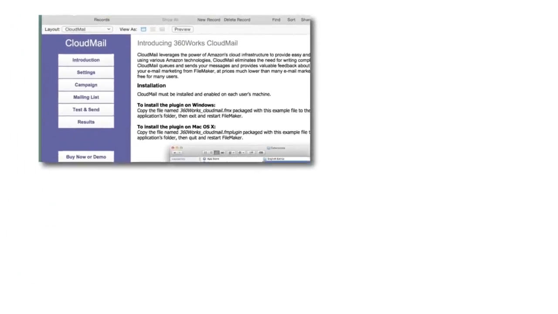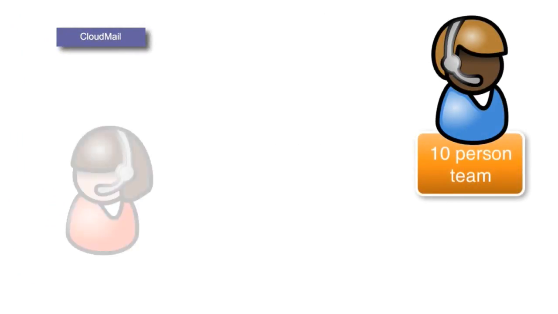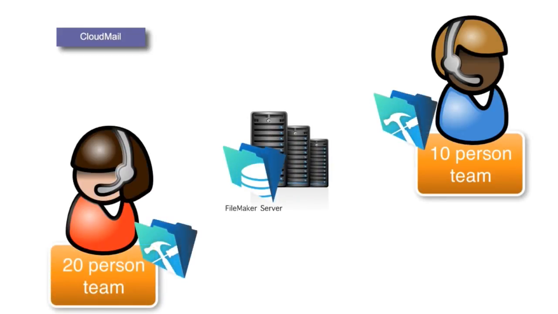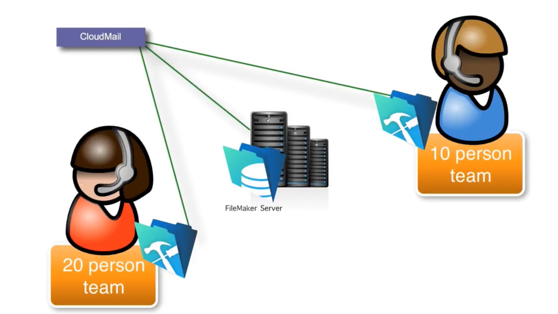All right, so I have a team of 10 people. We're going to use this, and we have a team of 20 people. We're going to use it. Are we going to put the plugin on our server? Or do we just put it on everyone's copy of Pro? Either or both. Or do we only have to put it on the machine that's interacting with Amazon?